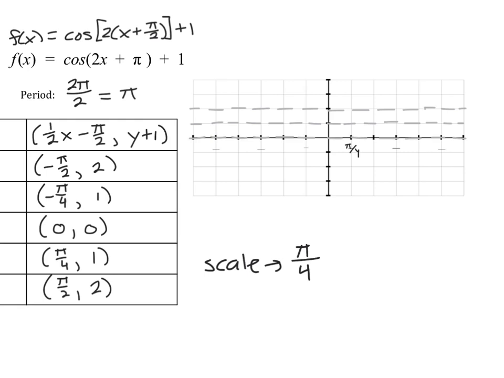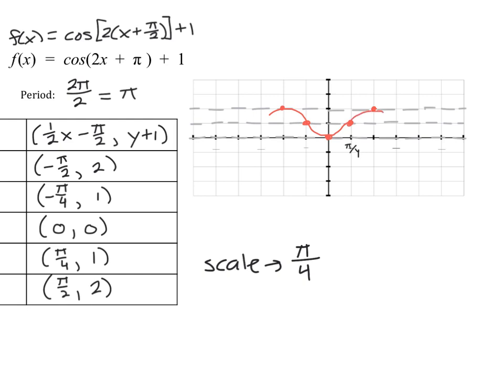So our first coordinate is going to be at negative pi over 2, which is right here if I'm counting by pi over 4, and then 2. And then we have negative pi over 4, 1, 0, 0, pi over 4, 1, and pi over 4, 2. So here's one full cycle.